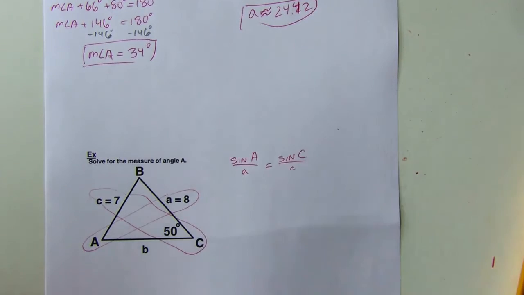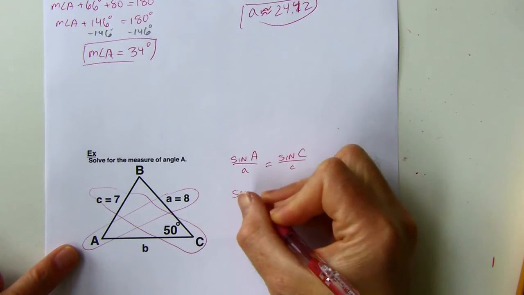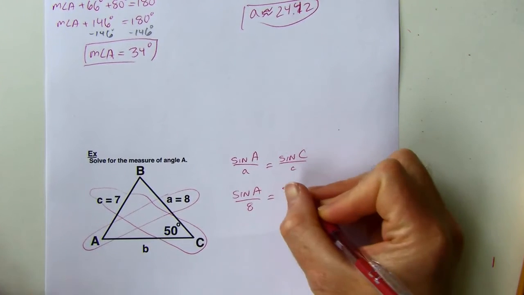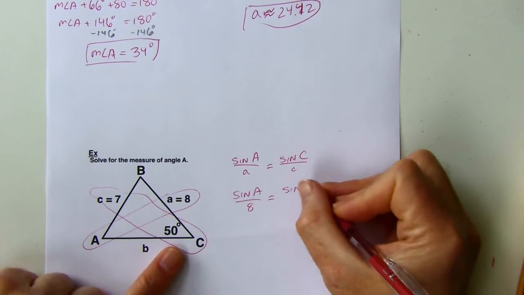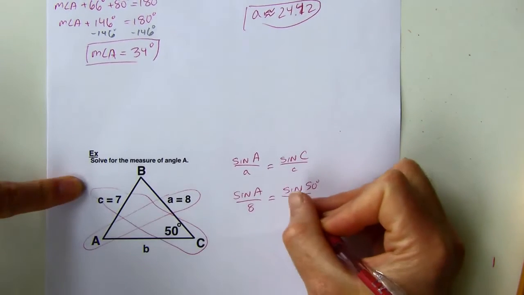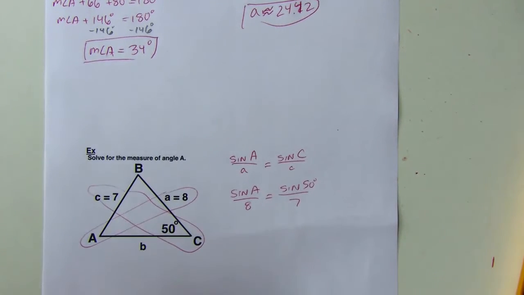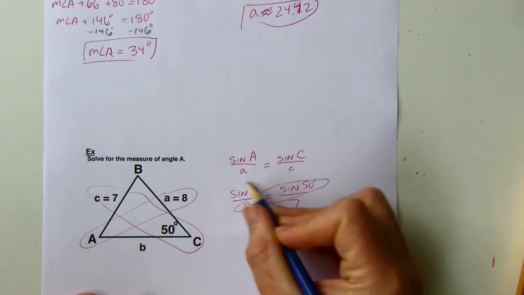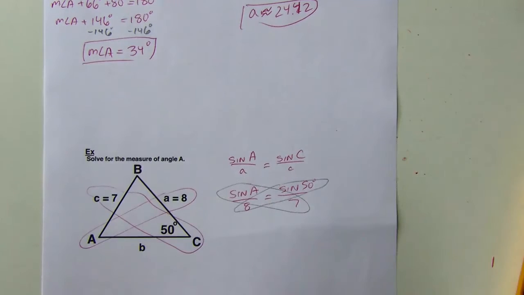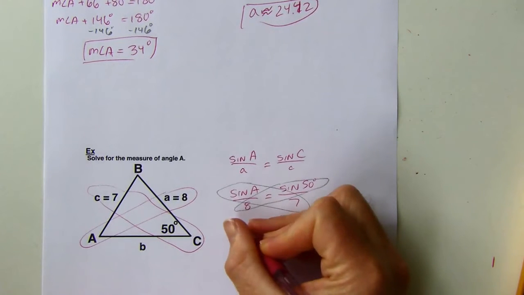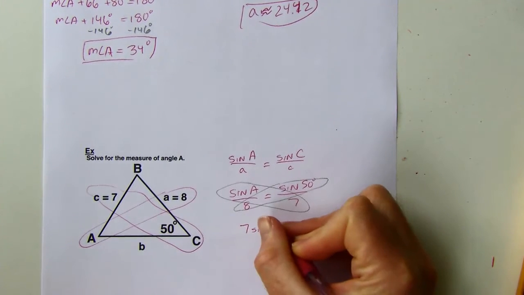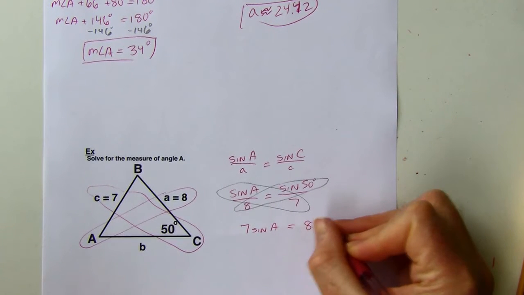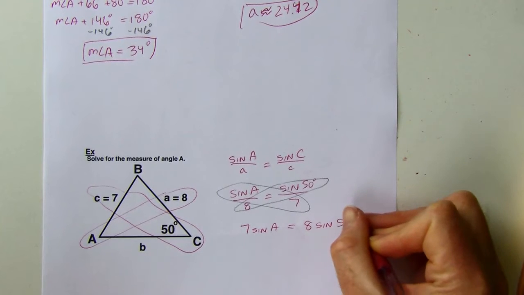Let's plug in the pieces. Angle A I don't know yet, but I do know side A is 8. Angle C is 50 degrees. And then side C is 7. Okay, there's my setup. So let's start cross multiplying to begin with. All right, sorry about the bell there. 7 times the sine of A is going to equal 8 times the sine of 50 degrees.